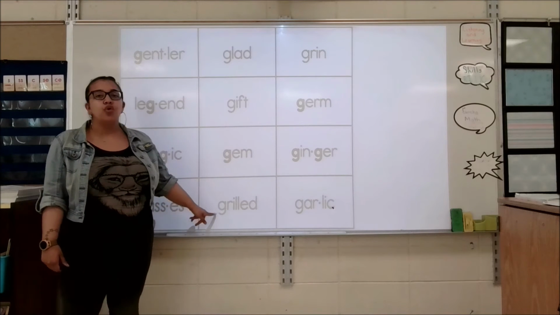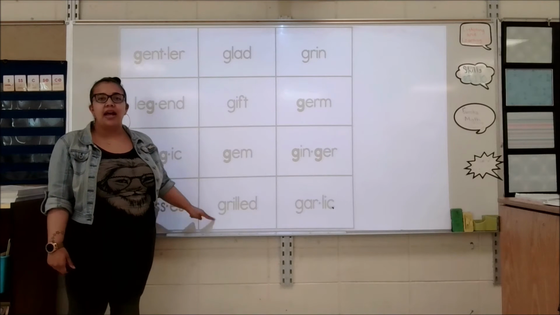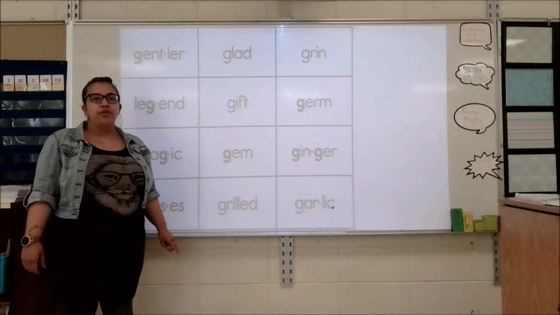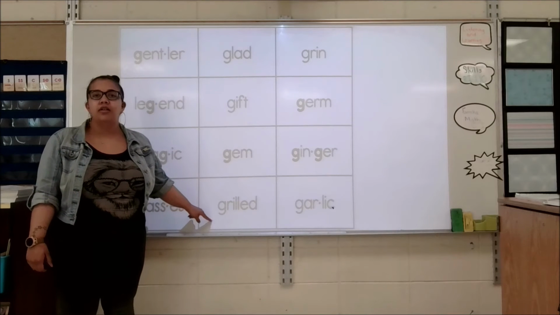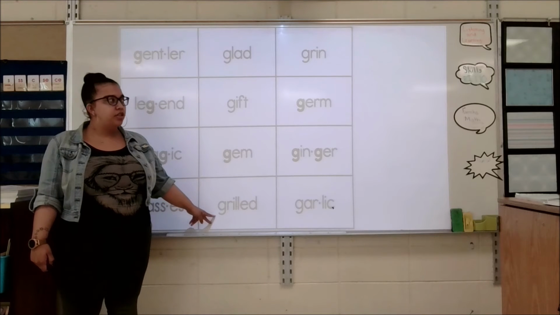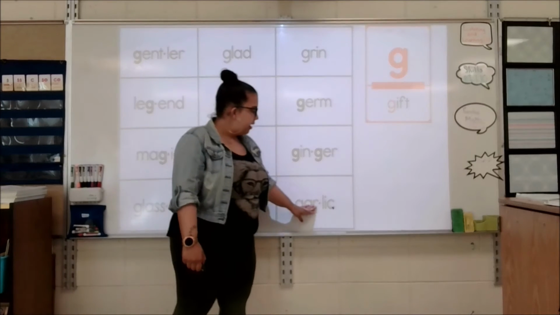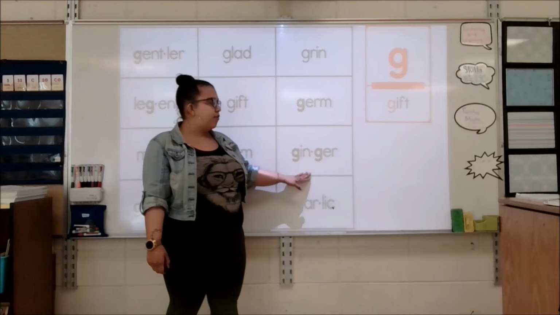How about grilled? Grilled, like grilled cheese, like grilled hot dogs, like grilled vegetables. Say grilled. When you say grilled, you go G or J. Grilled is G.